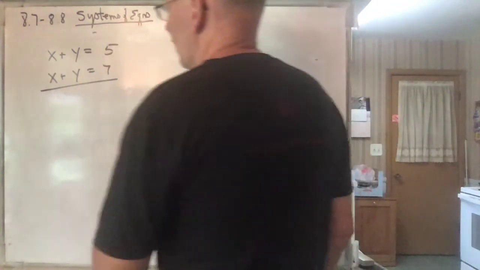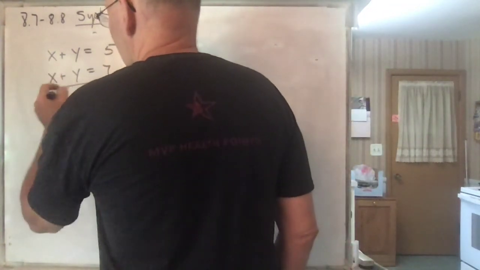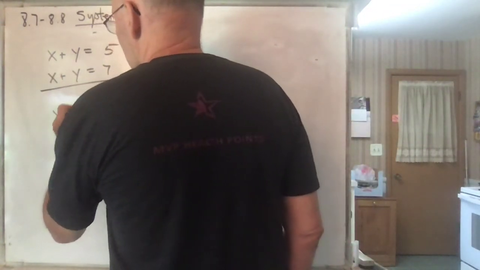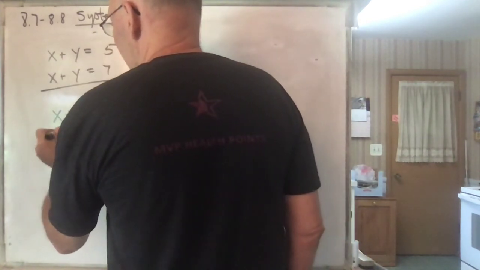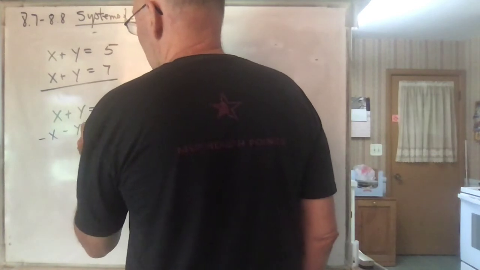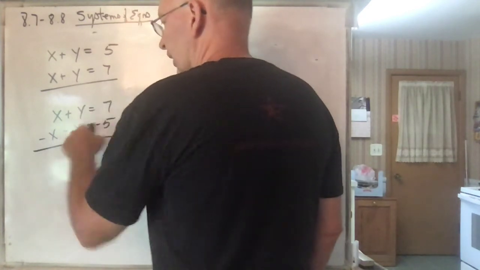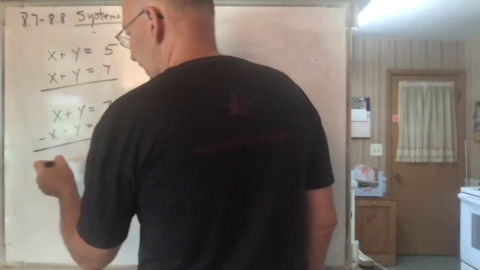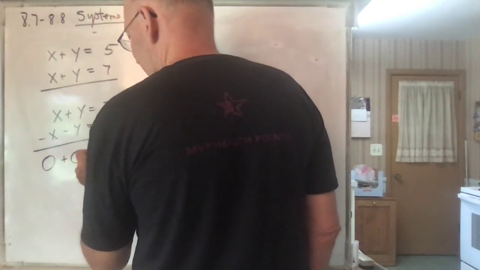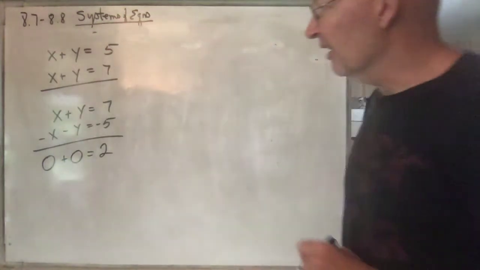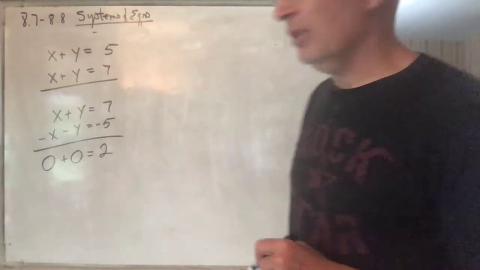What do we get? Well, I can take this one and leave it as is. And I can take this one and multiply it by negative 1. And then add them together to get rid of the y's. And when I get rid of the y's, notice what happens. I also get rid of the x's. And I get the nonsense equation that 0 is equal to 2.